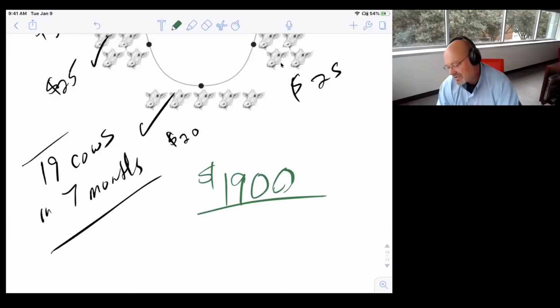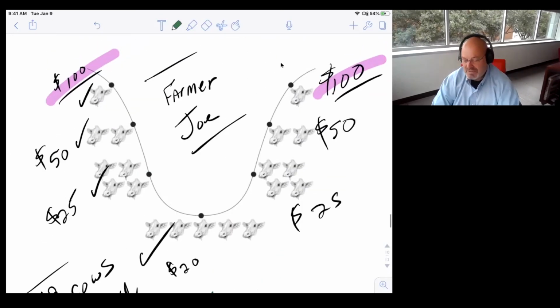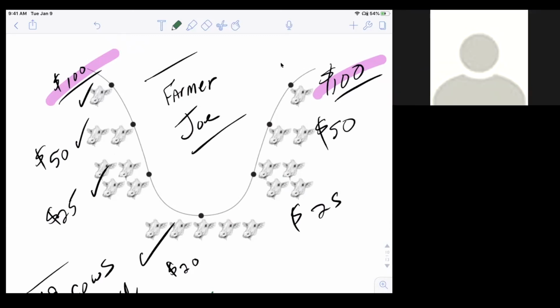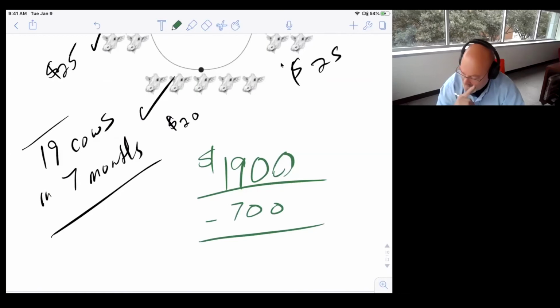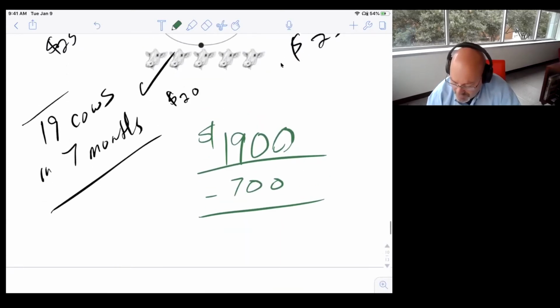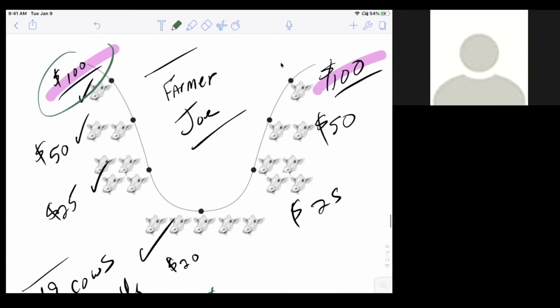And how much did he actually invest? For 7 months, he invested how much? 700. He invested 700. So his investment was 700, which nets him how much? If he sells his cows, how much does he net? What's his profit? 1200 bucks. And guess what? Cows never went over 100 bucks.